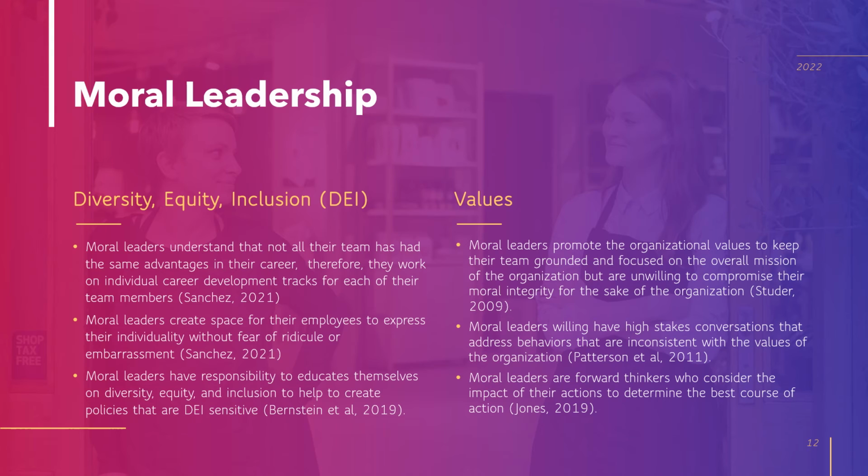And moral leaders also promote the values, right? They promote the organizational values to keep their team grounded and focused on the overall mission of the organization, but are unwilling to compromise moral integrity for the sake of the organization. What we mean by this is, as a leader, you have standards, morals, and ethics already built inside of you.